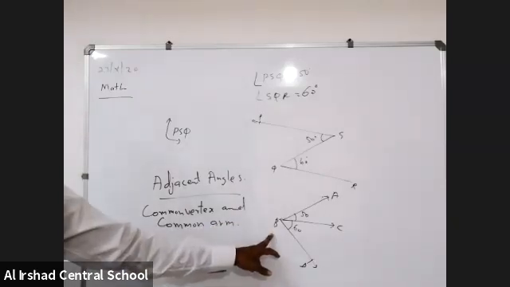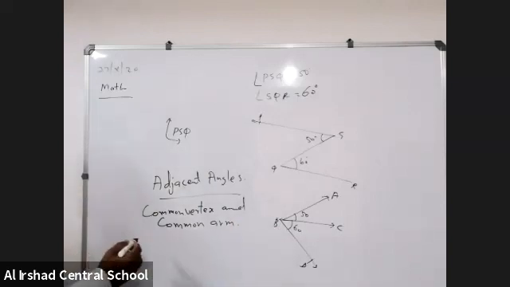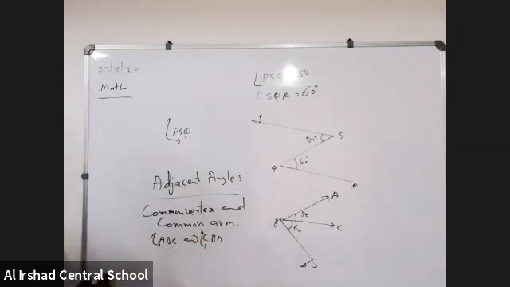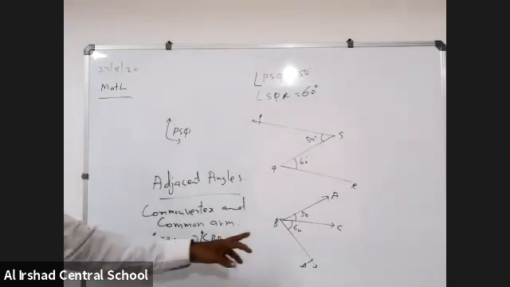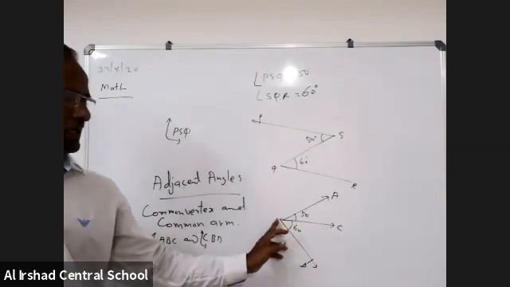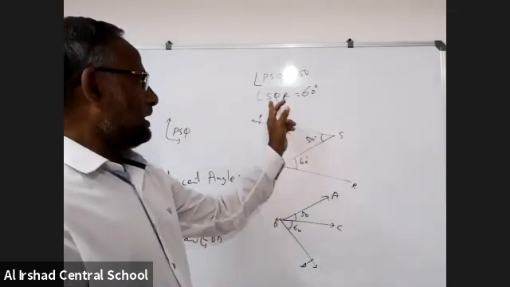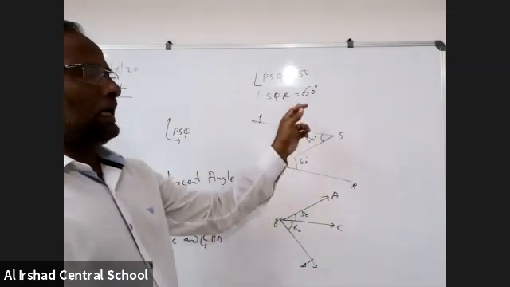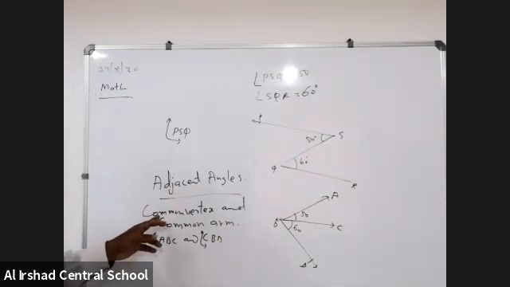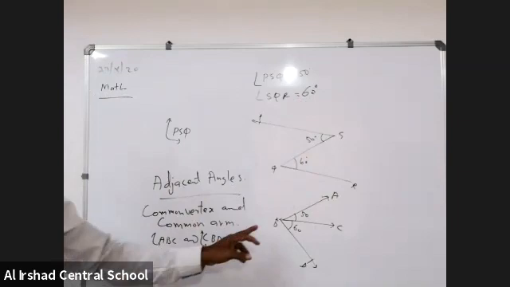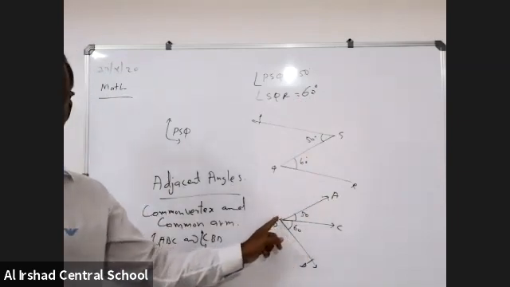This you can draw. Angle ABC and angle CBD are adjacent. Example. They have a common vertex, B is the common vertex, and BC is the common arm. But angle PSQ and angle SQR are not adjacent. Adjacent angles have a common vertex and a common arm. Example, angle ABC and angle CBD. Draw this one and write.